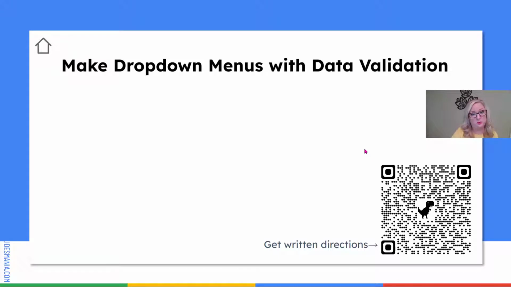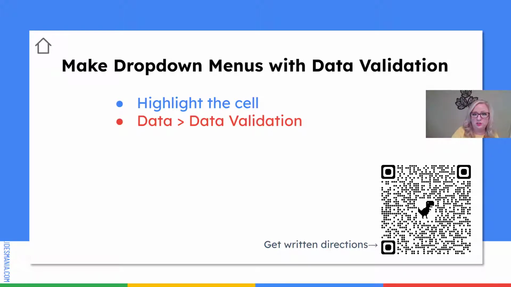Our final step, once we have our lists, is to make the drop-down menus using what's called data validation. The first thing that you're going to do is go to the cell that you want to make the drop-down in, and you're going to highlight it. Then you're going to go up to the top menus and click Data and drop down to Data Validation.